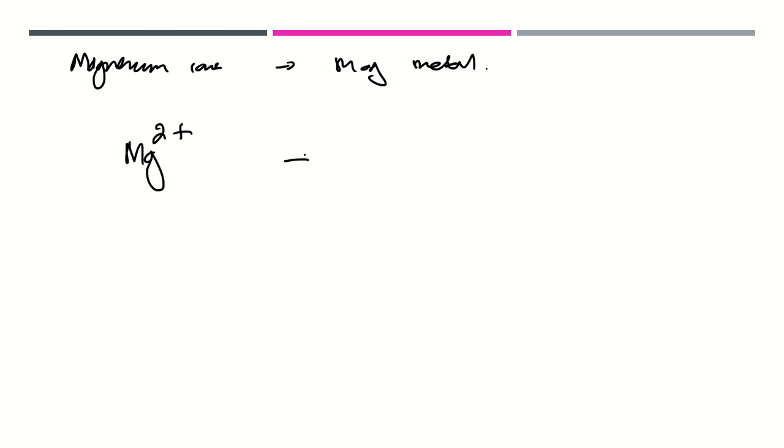Okay, so let's say the examiner said to you, you had to write a half equation for magnesium ions going to magnesium metal. So first thing we do is write out our species. Well, magnesium ions is in group 2, okay, goes to that. Magnesium metal, that's just the pure element, there's no charge on it, it's pure magnesium.